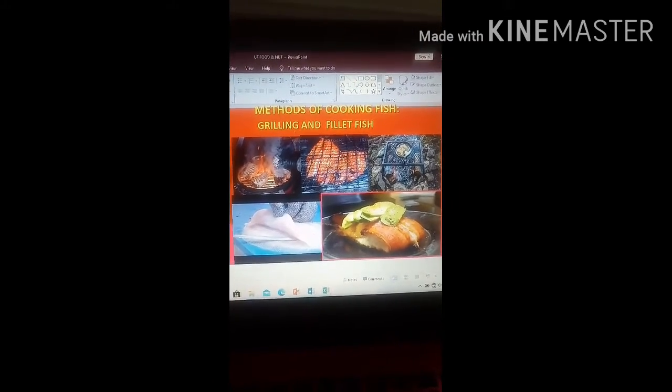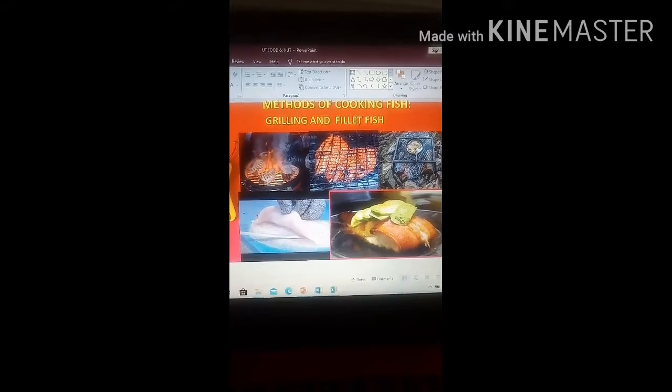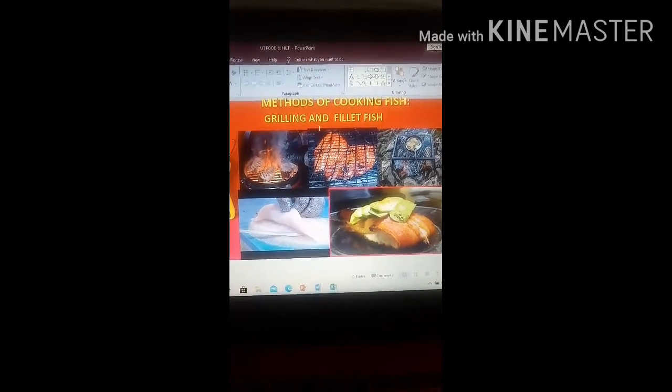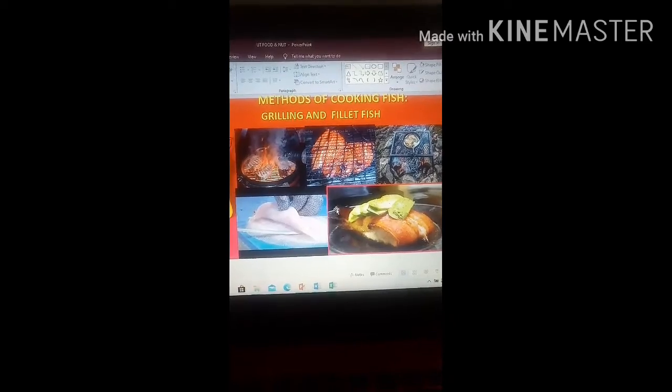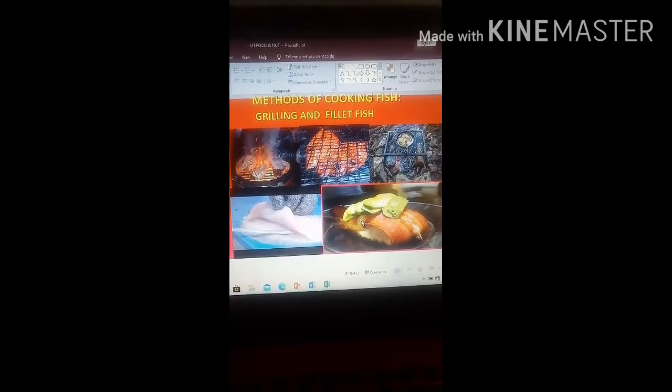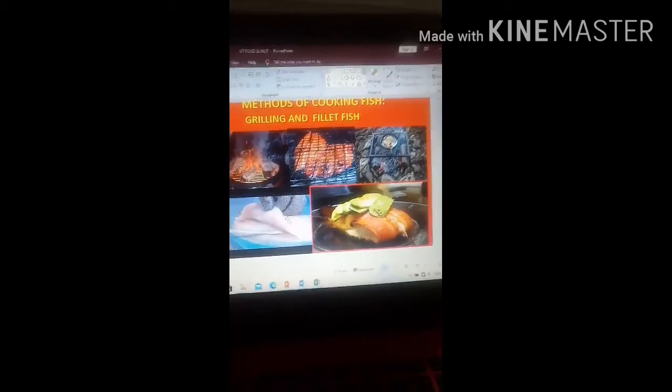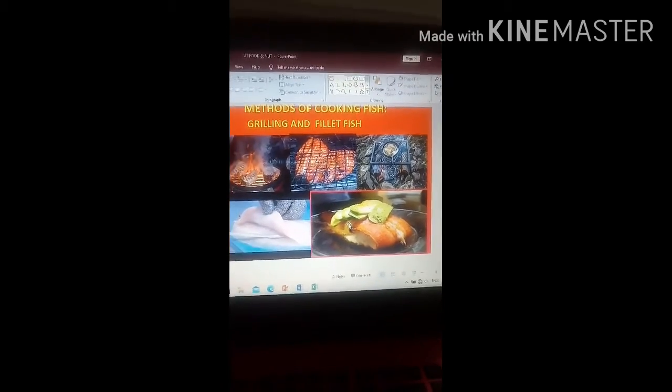So this image represents grilling and fillet fish. That is the grilling method of cooking, and then how you can use fillet fish to produce stick fish.